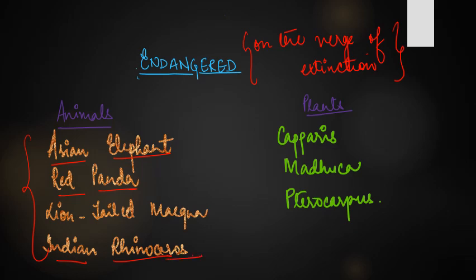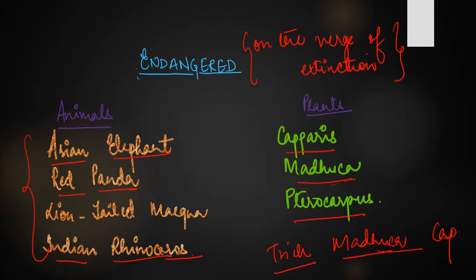And for plants, these are again plants: Capiris, Madhuka, Pterocarpus. So Capiris you can also remember like Madhuka cap. So Madhuka cap, right? You can put it in one go. C stands for Capiris, cap, Capiris, and P stands for Pterocarpus, right? So this is again one more trick to remember the examples of endangered plant species, right?